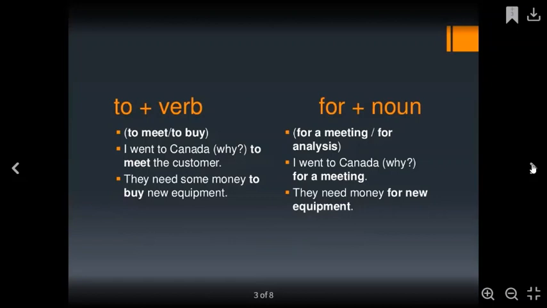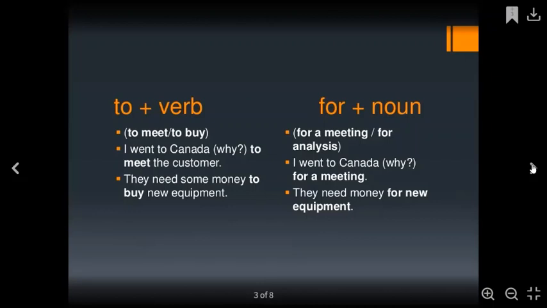Por ejemplo, I went to Canada. Why? To meet the customer. Fui a Canadá a conocer al cliente. Aquí la primera premisa nos habla de que fuiste a Canadá para qué y ya tú das la explicación. ¿Ok? They need some money to buy new equipment. Ellos necesitan dinero para comprar nuevo equipo. ¿Cuándo vamos a utilizar el for?